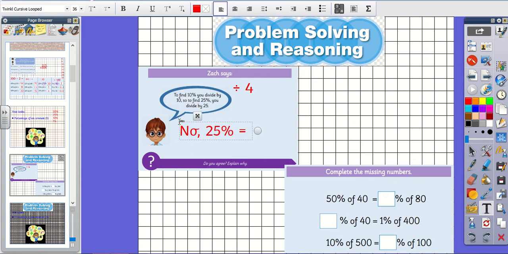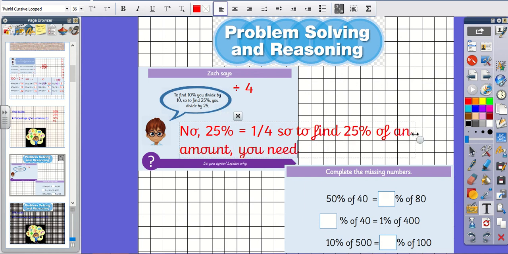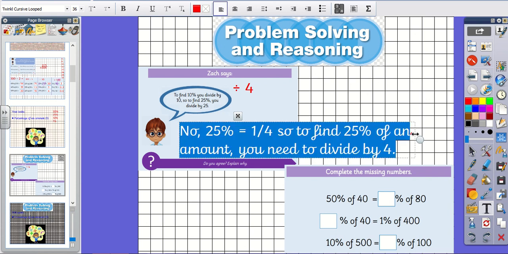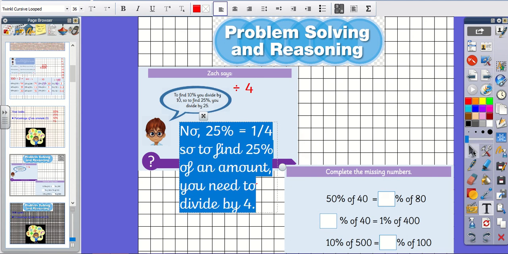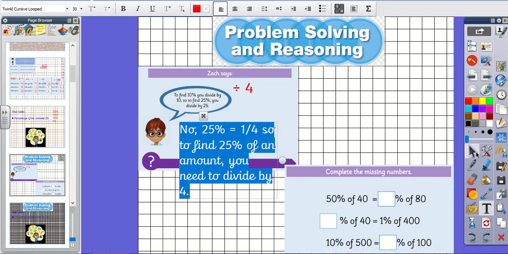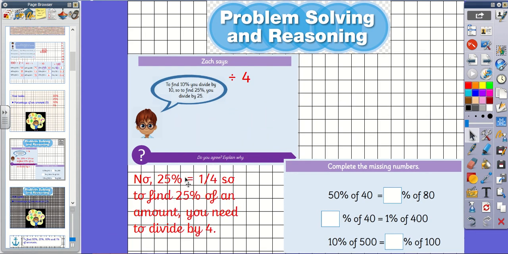25% equals 1/4. So to find 25% of an amount, you need to divide by 4. Nice and simple answer there. It hasn't asked you to do any working out, it's just asked you whether you agree or not and then to explain why.